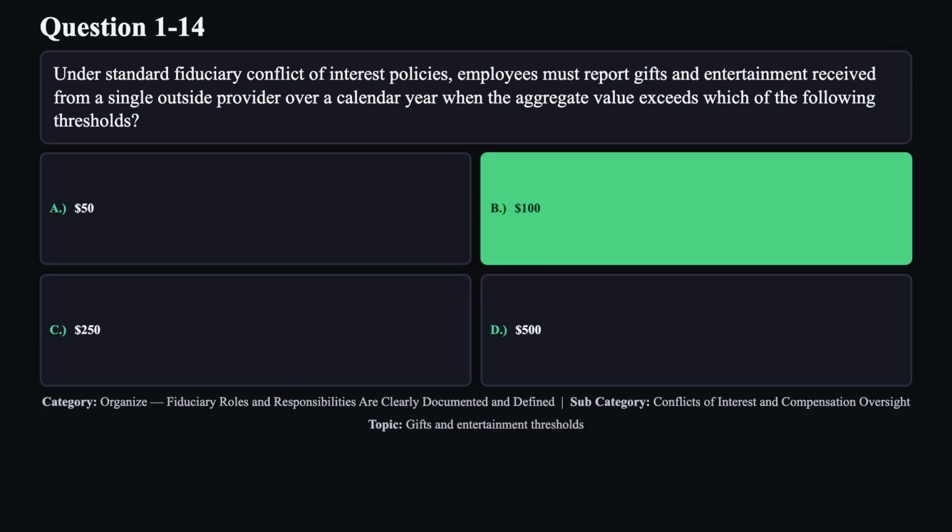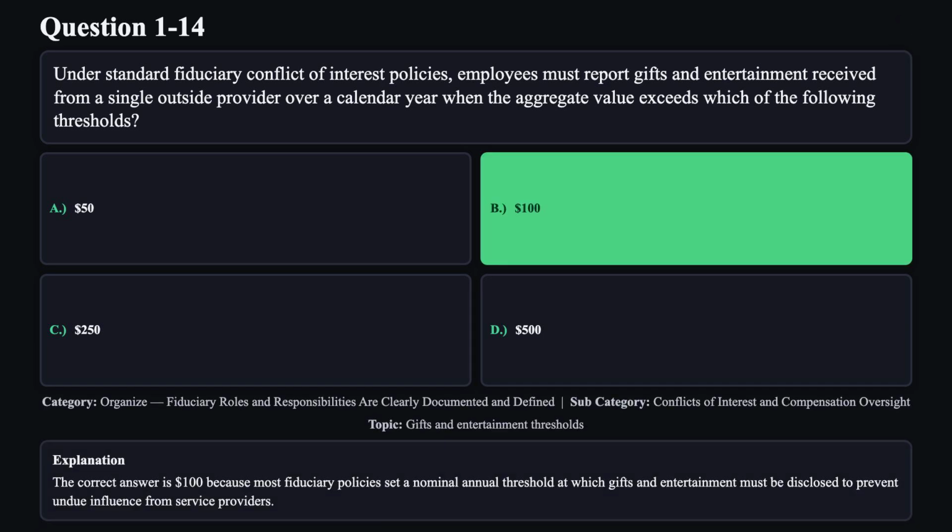The correct answer is B. The correct answer is $100 because most fiduciary policies set a nominal annual threshold at which gifts and entertainment must be disclosed to prevent undue influence from service providers.